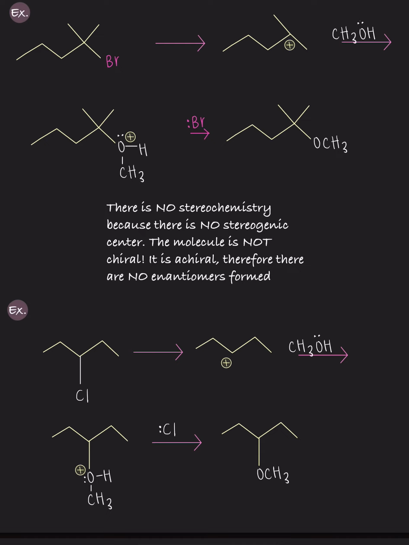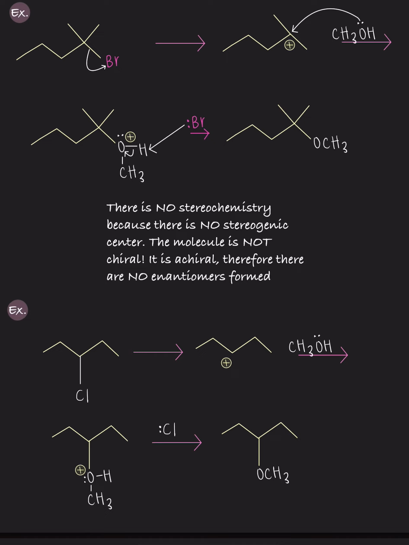So again, the bromine's going to leave. You're going to have your carbocation formed. And yes, you need to write that positive charge there because that's showing you that you have a carbocation. The methanol is going to go in and attack. But look, I don't have any stereochemistry. The bromine's going to grab the hydrogen, and then the electrons are going to go to the oxygen, and I still have my OCH3. But notice that again, I have no stereochemistry because I have two groups that are the same. I have two methyl groups, and therefore I have no chiral center.